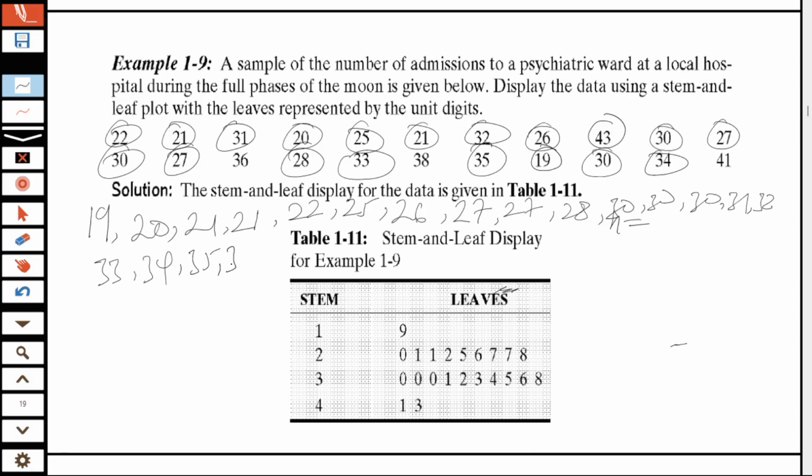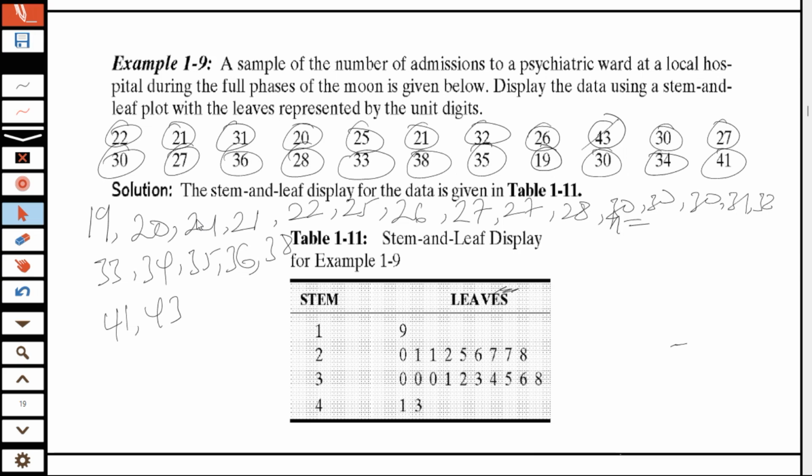We have 36 here, then 38. And then our last ones are 40, 41, and then 43. So we have been able to arrange them in order: 19, 20, 21, 21, 22, 25, 26, 27, 27, 28, 30, 30, 30, 31, 32, 33, 34, 35, 36, 38, 41, and then 43. When we count it, we are surely going to get 22 observations.